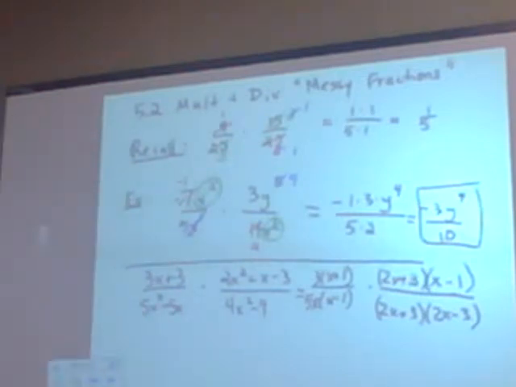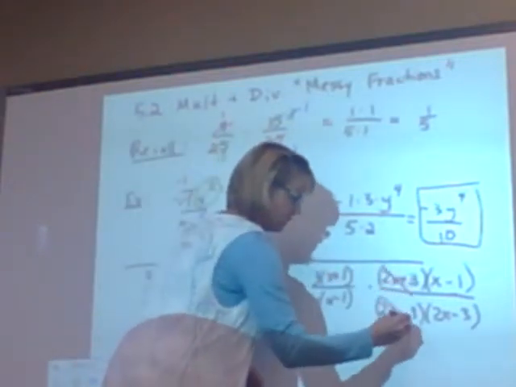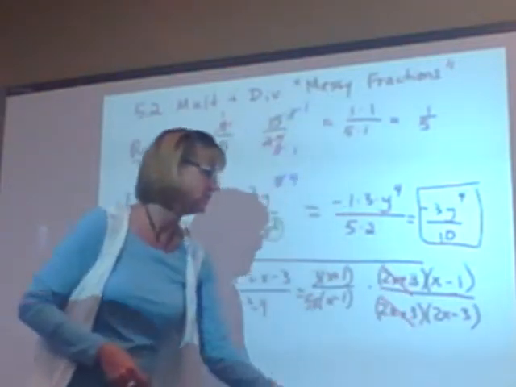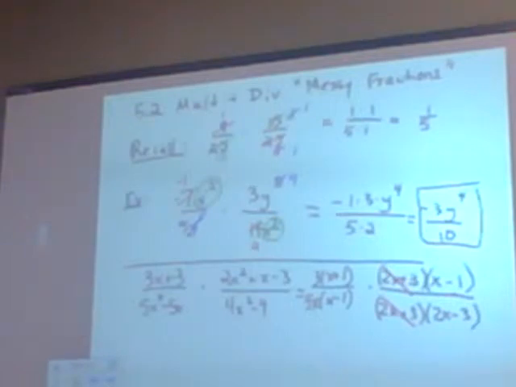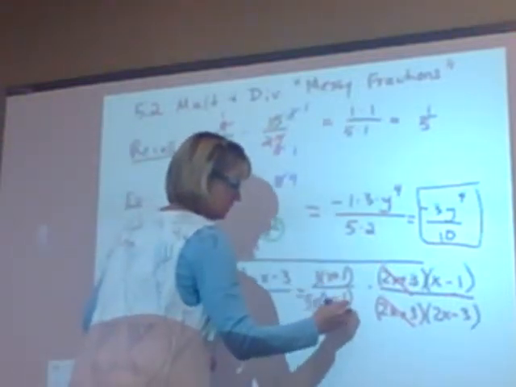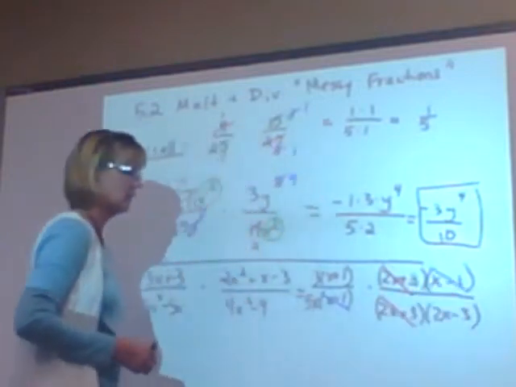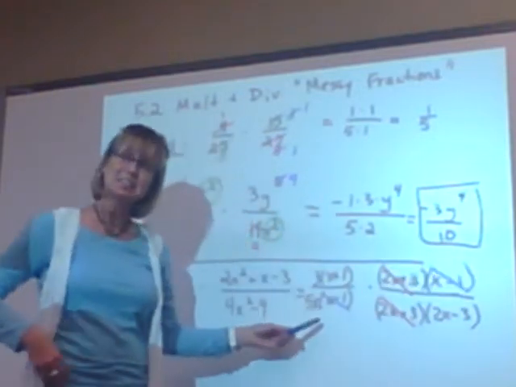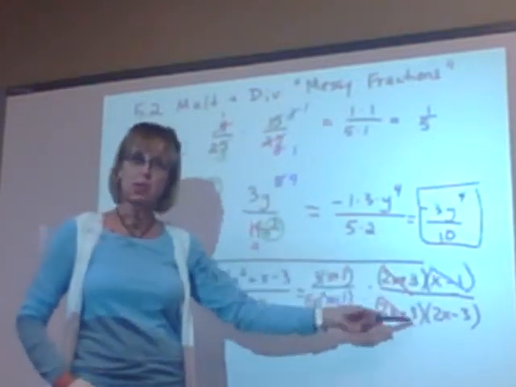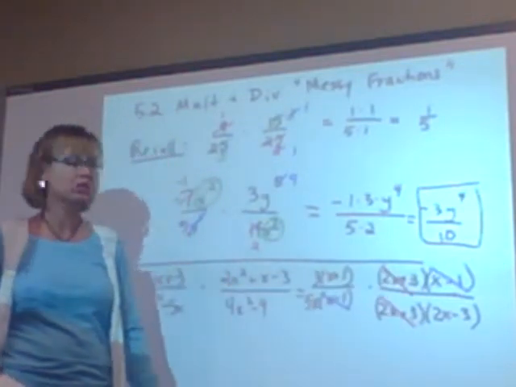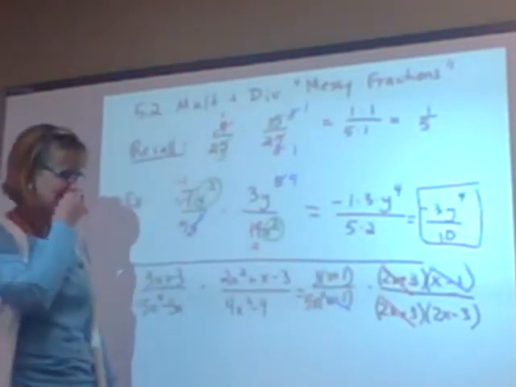All right, let's start chopping. 2x plus 3s are an obvious go. That's going to make life easier. What else? X minus 1. X minus 1s can go. Right? So it's okay to cancel diagonally like that, and it's okay to cancel straight up and down. Right? If we can reduce that single fraction, that's okay.